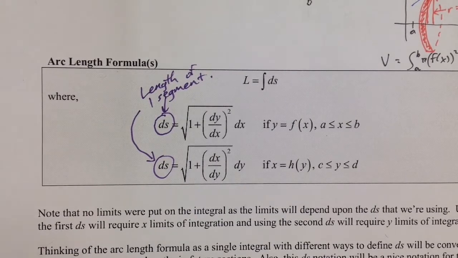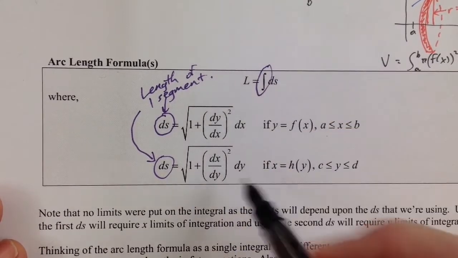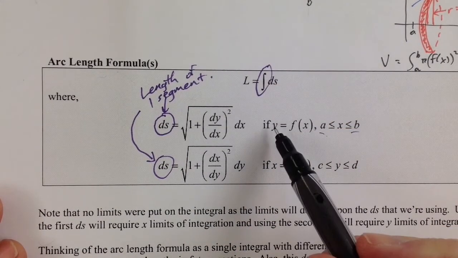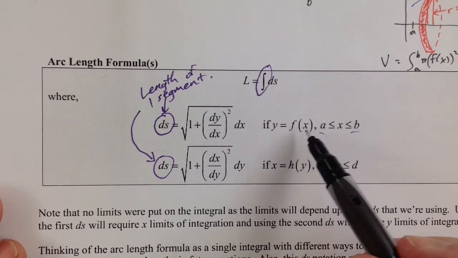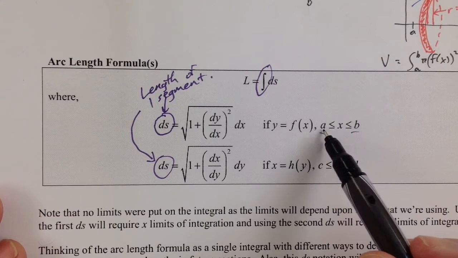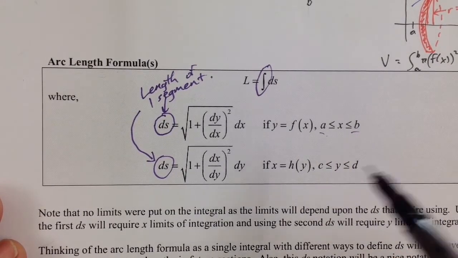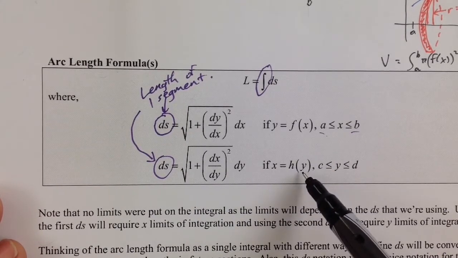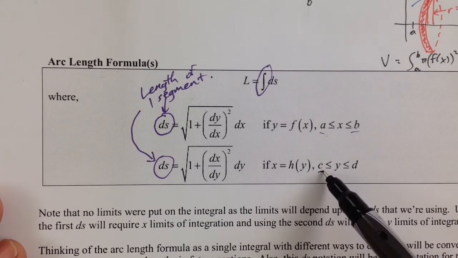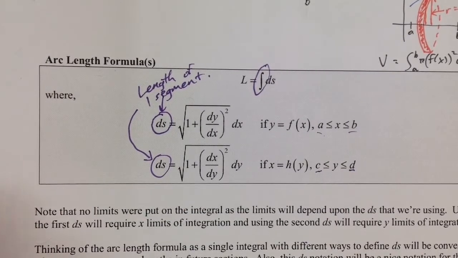If we can find the length of one line segment, we can integrate from A to B or from C to D, depending. If our curve is defined as y as a function of x, then we're going to integrate from A to B, the leftmost x to the rightmost x, just like we've done in our areas and in our volumes. If by chance our curve is defined as x as a function of y, then we're going to integrate from the lowest y, c, to the highest y, d, and we're going to get the total length of the curve. I'll let you read the stuff on the bottom later, but let's go ahead and get into our first example.